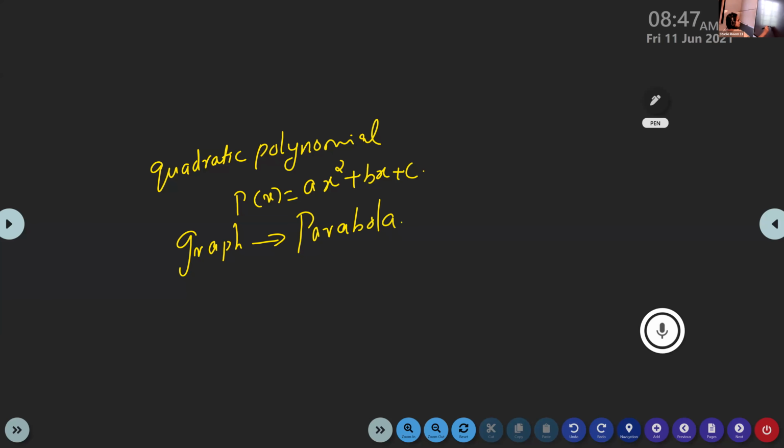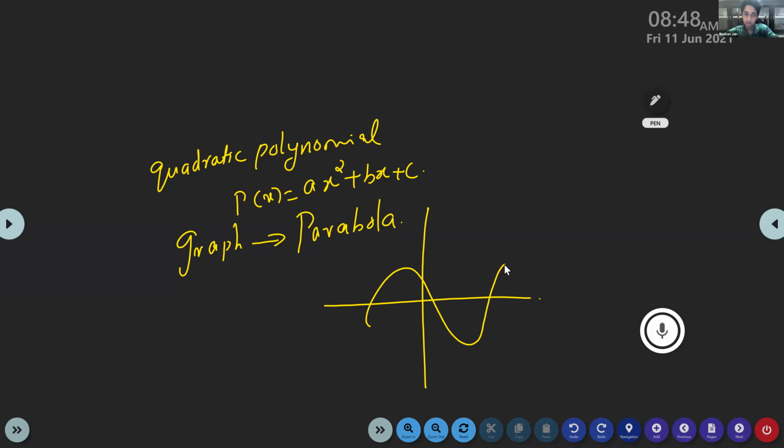And if the graph of any polynomial touches the x-axis, how many points does this curve touch the x-axis? 3 times. Okay, here this graph touches at 3 points. So that polynomial has how many zeros? Three zeros. If the graph of any polynomial touches the x-axis that many times, that polynomial will have that many zeros.